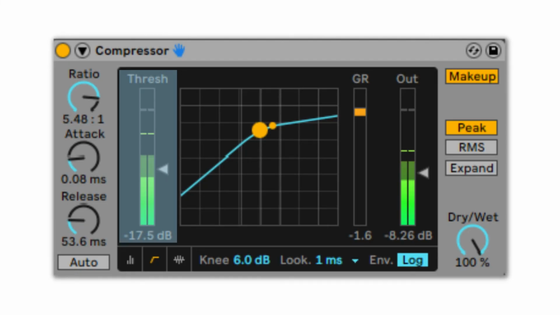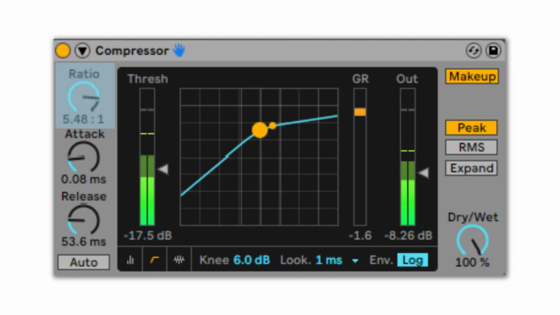Putting it all together, a typical compressor has the following parameters: threshold, which determines the volume level at which the compressor will begin acting; ratio, which determines the amount by which material above the threshold will be compressed; knee, which sets the sharpness of the knee, allowing for hard knee or soft knee compression; attack, which determines how quickly the compressor will react to sounds above the threshold; release, which determines how quickly the compressor will return to a normal state when the sound falls back below the threshold.